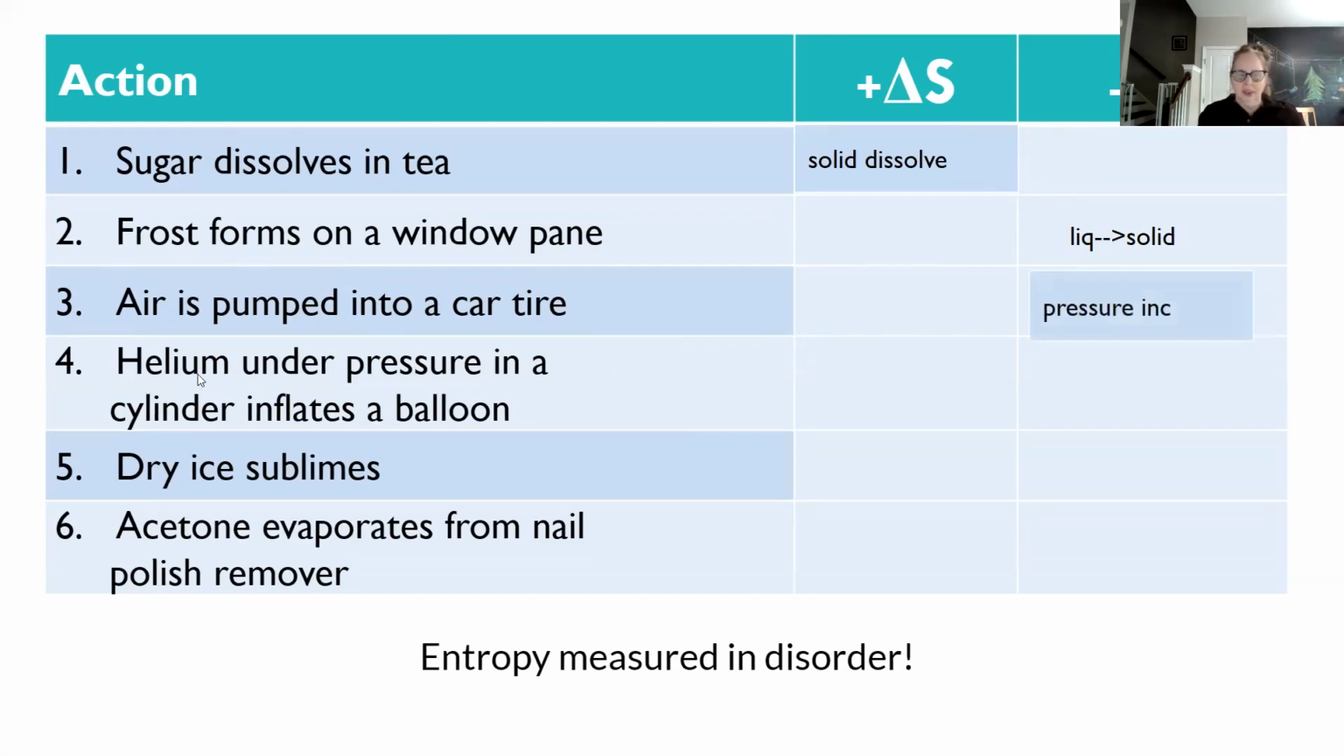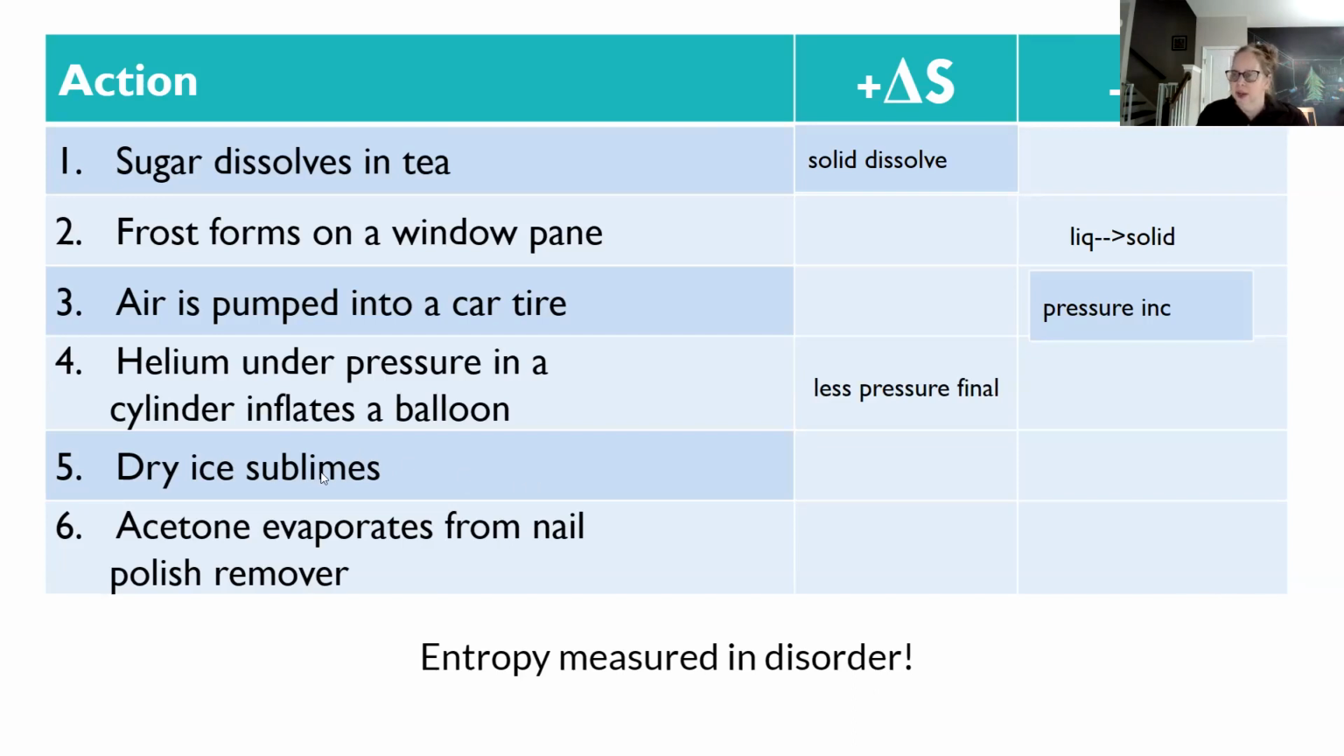Now, helium is under pressure in a tank, and we're going to inflate a balloon. Now I've got to figure out, where's the pressure going? Where is there more pressure? Oh, there's more pressure in the tank. That tank is pressurized. So we're going from high pressure to low pressure. Well, now the pressure is literally off. I am not as orderly anymore. I'm not all stuck in one specific frame. So I have more disorder.